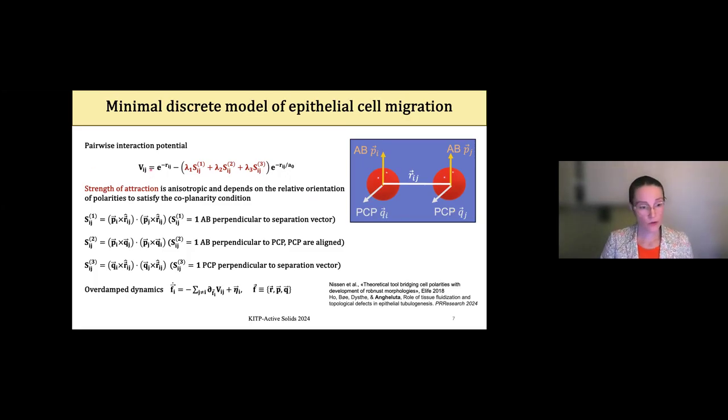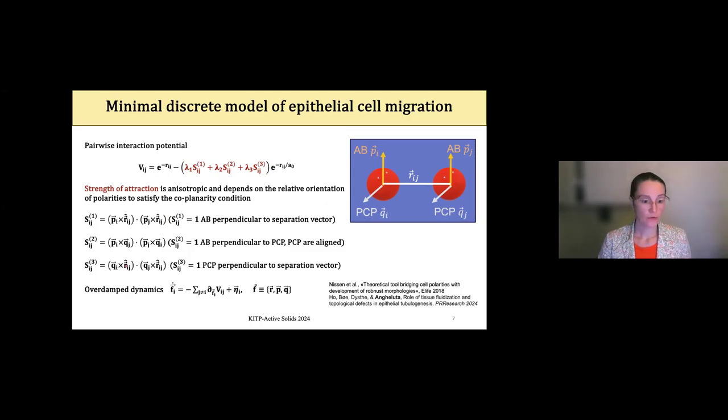Well, we introduce a pairwise interaction potential for soft repulsion and also soft attraction. But the attraction is anisotropic, and the strength of attraction is modulated by the relative orientation of these polarities through these geometric constraint factors. And this anisotropic prefactor is phenomenologically implemented, but it makes sense, right? We want to have, at equilibrium, this maximized. So we have two cells that have maximum attraction between them when their corresponding AB polarities are perpendicular relative to the separation vector.